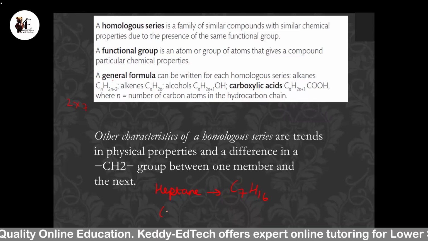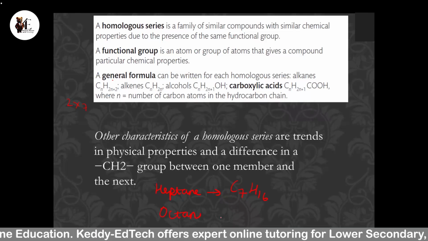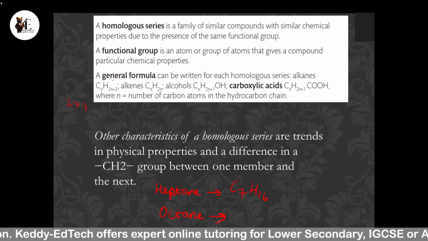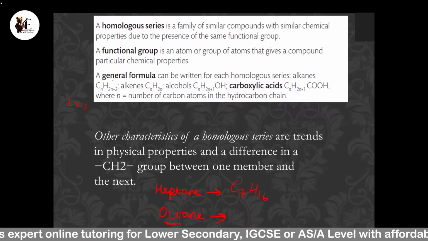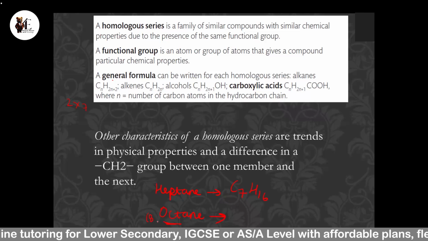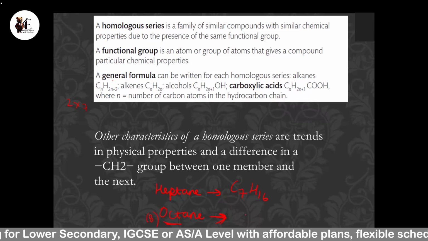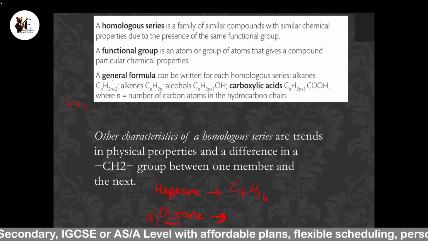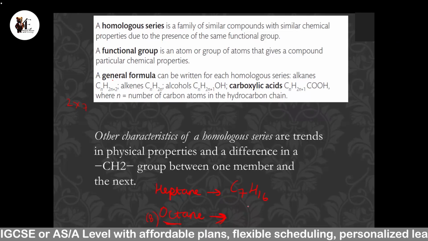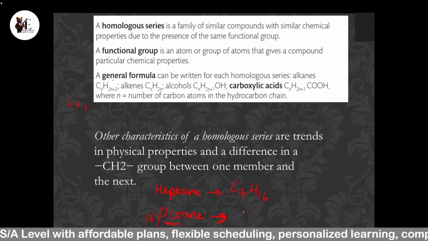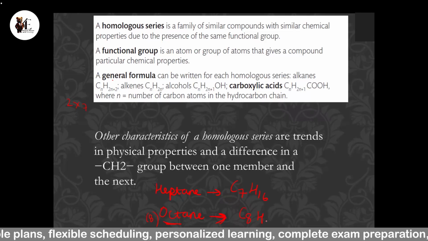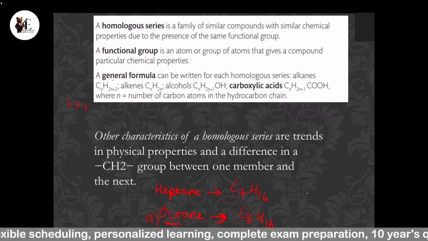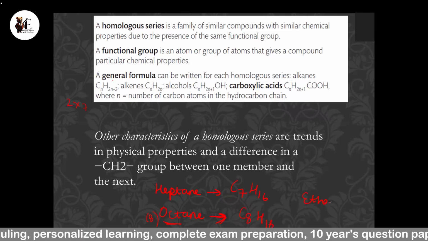Very good. Now tell me the formula for octane also. How many carbon atoms are there in octane? 8. Yes. Tell me the formula of octane. It is C8H18. Very good.